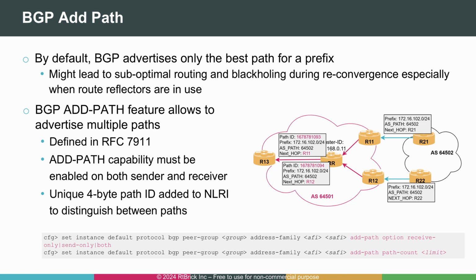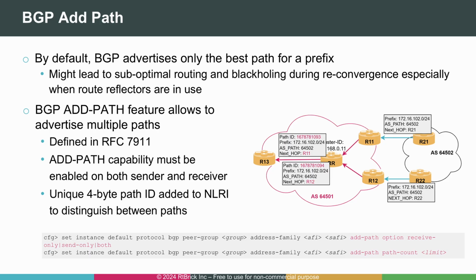If R11 fails, traffic destined for the prefix may be blackholed until the route reflector detects that R11 is unreachable, withdraws the original route, reruns the best path selection, and advertises the new best path, via R12, to R13. This process introduces delay and potential packet loss.